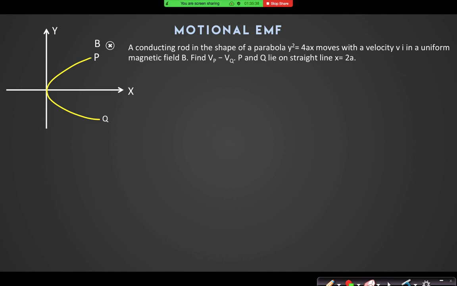Sir, 4 root 2 A into V into B. Sir? Do it carefully. It could be, yes, you are right. Sir, 2A VBL. Sir, 2A VB.